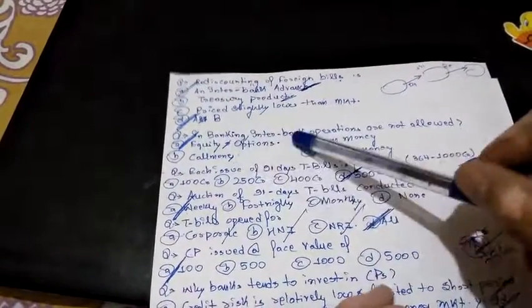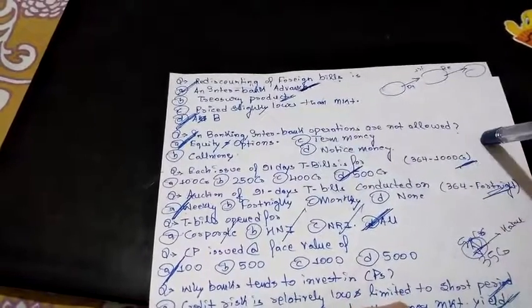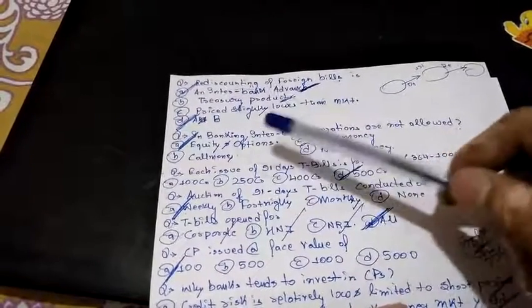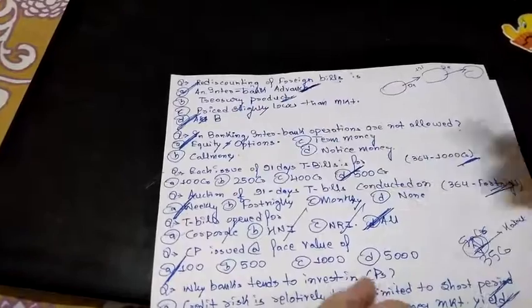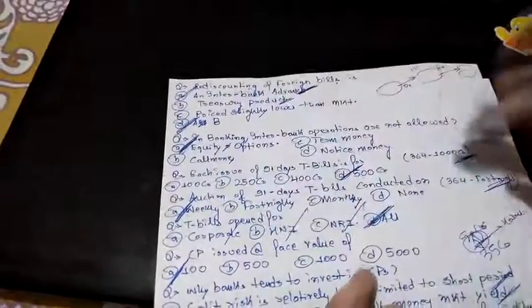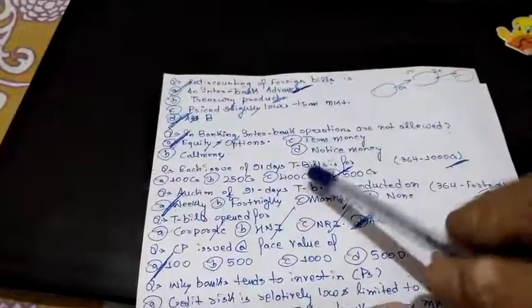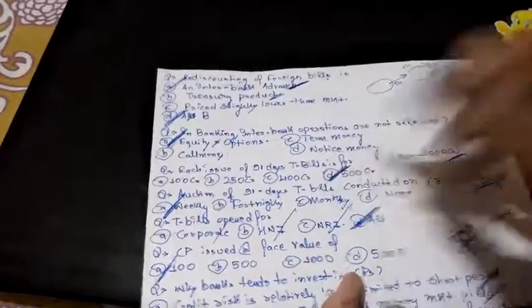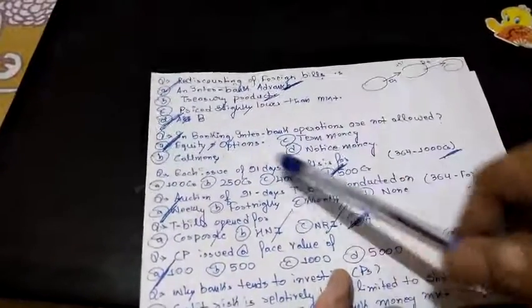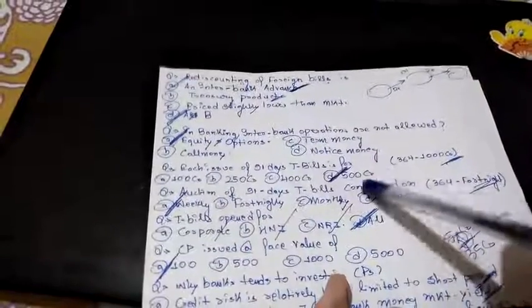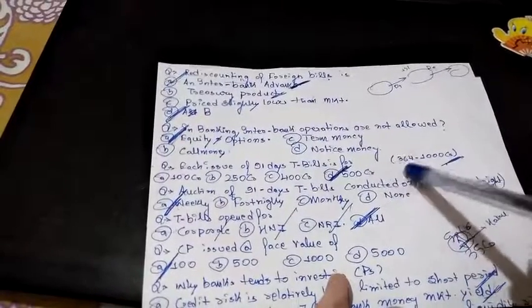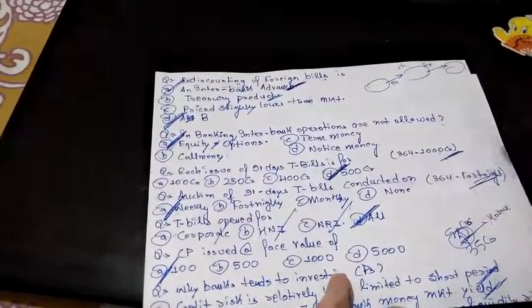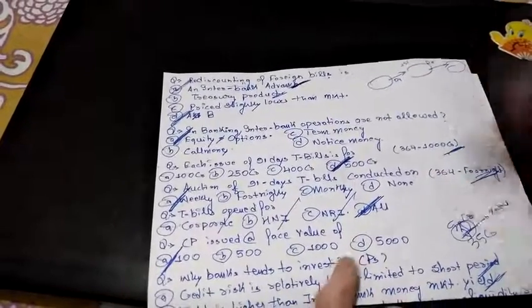Next question, in banking, which interbank operations are not allowed? Equities and the options, we have discussed that they are not allowed. Each issue of the 91 days treasury bill is for a minimum of 500 crore, and the treasury bill of 364 days is of 1000 crore. These are factual data you need to remember.